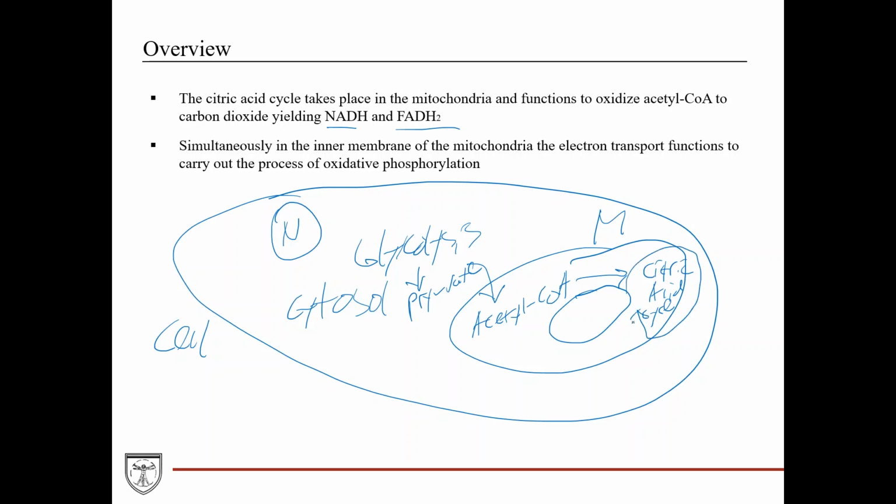Which takes place in the mitochondria and then yields NADH and FADH2. And then these guys enter the electron transport chain, which is found in the inner membrane of the mitochondria, and it functions to carry out the process of oxidative phosphorylation. We'll explain what this term means in a second here. And then at the end of this, you produce ATP. So that's just a very general overview. Now we'll go through these steps in much more detail throughout the lecture.